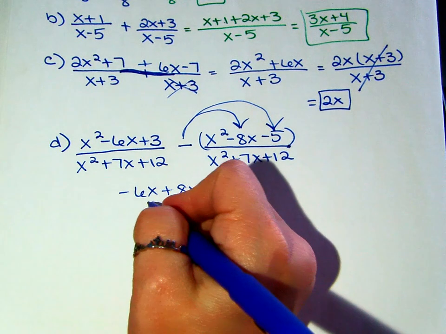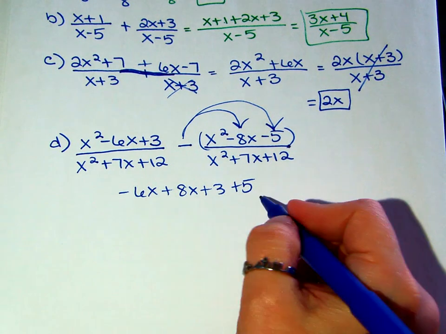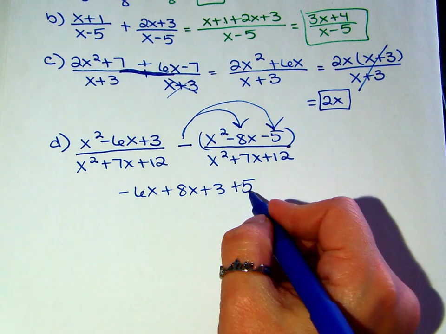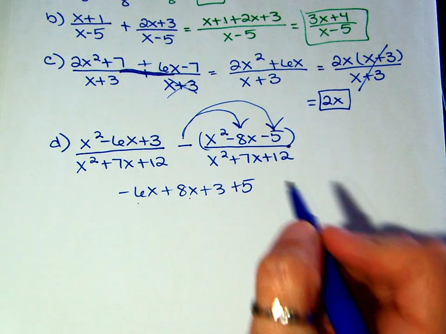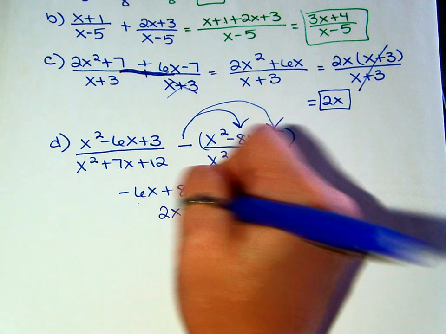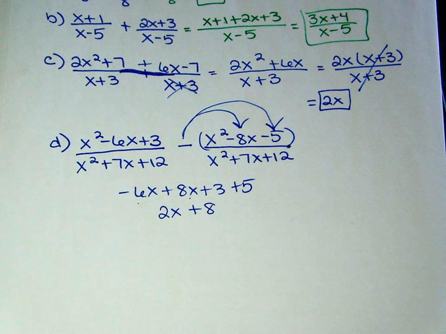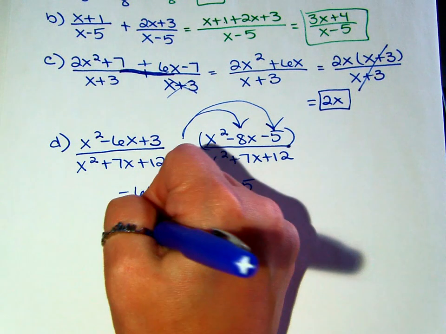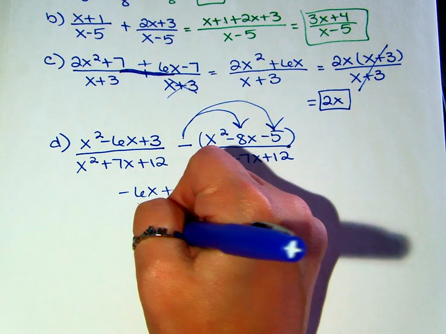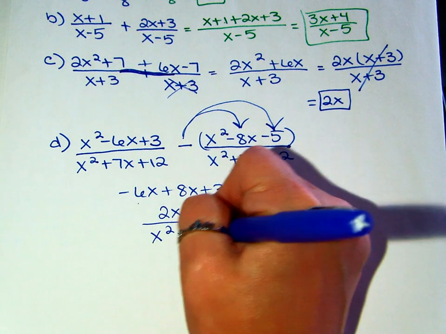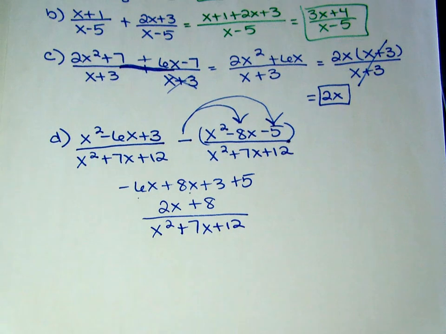So if I just look at this, I'm not going to write the bottom just for a second. I'm going to just simplify this. I have a negative 6x plus 8x, which will give me a positive 2x. And then I have a plus 8. And all of that will end up over my denominator, the x squared plus 7x plus 12.